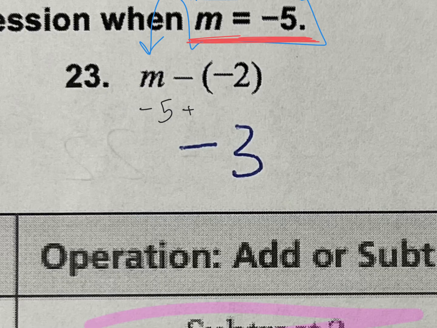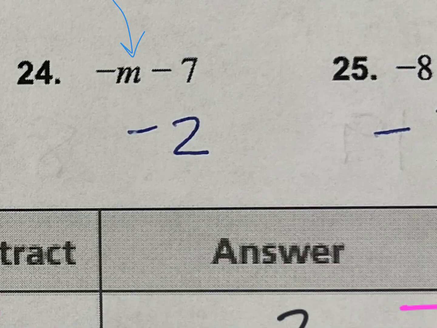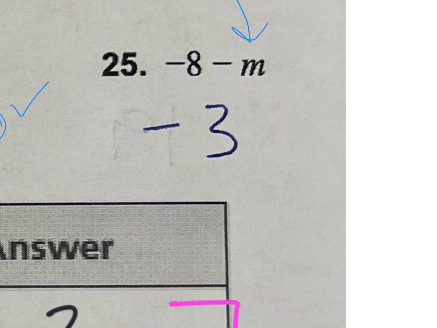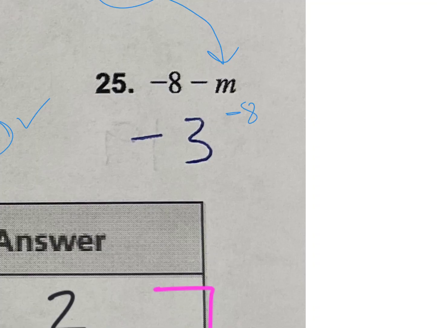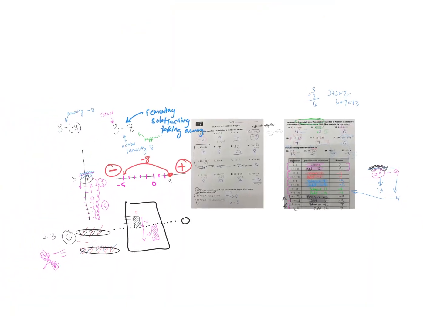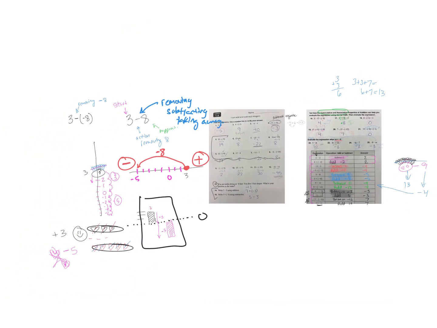Negative 5 plus 2. Again, removing negativity. Negative 5. That's an ugly 5. Negative 5 minus 7. Well, this is positive 5 minus 7, which is negative 2. Last but not least, negative 8 minus negative 5. So hopefully you have a little bit of this under control at this point. If you got any questions, let me know.